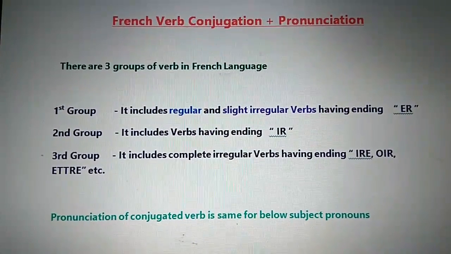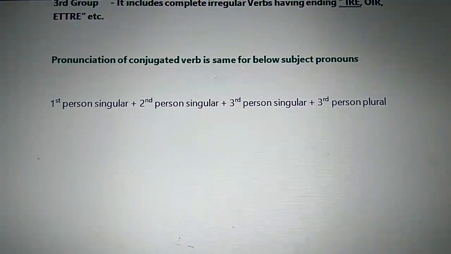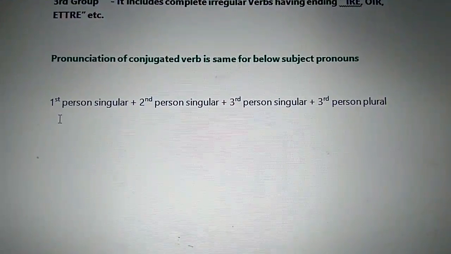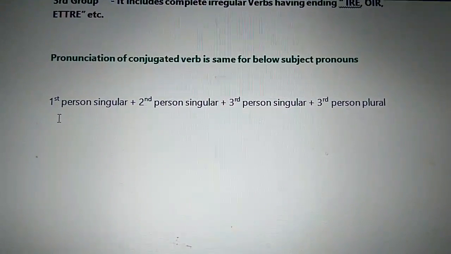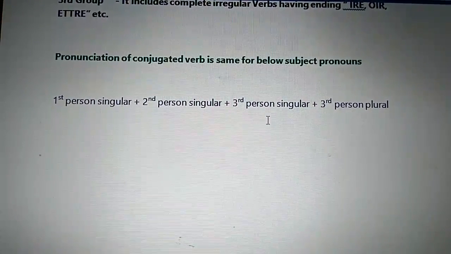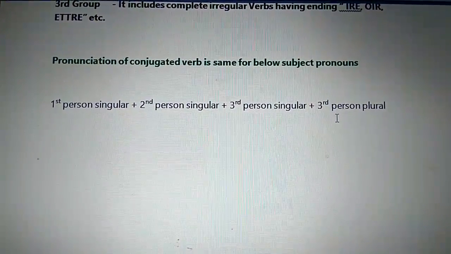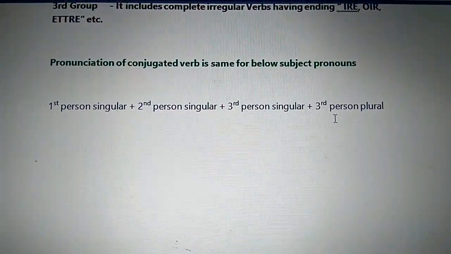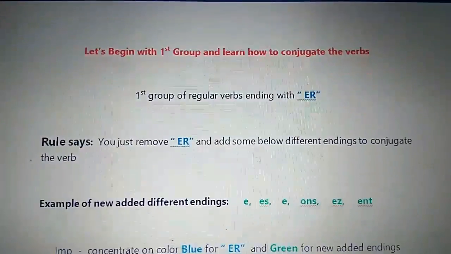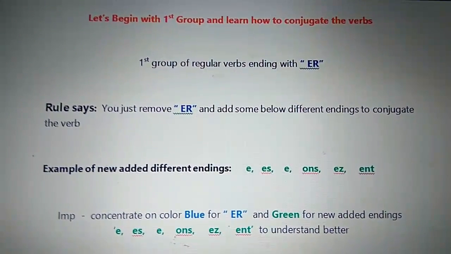Another very important thing is that the pronunciation of the conjugated verb is the same for certain subject pronouns. That means when we conjugate French verbs, the pronunciation for first person singular, second person singular, third person singular and third person plural is the same. The pronunciation is the same but the endings are a little different, which are easy to learn. So now let's begin with the first group and learn how to conjugate the verbs.